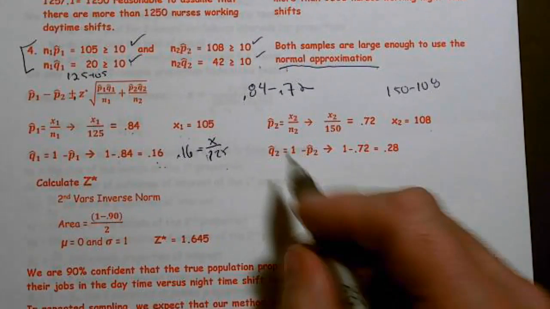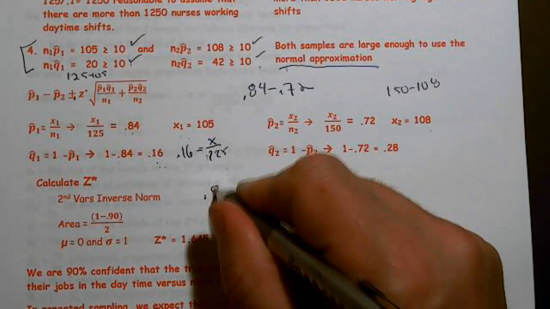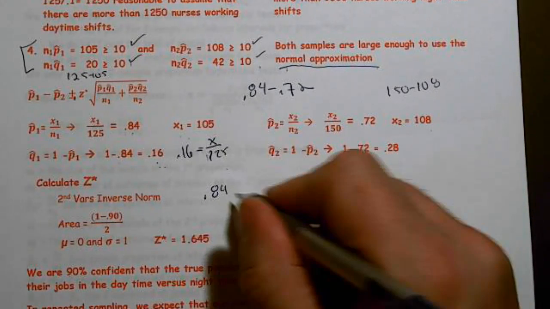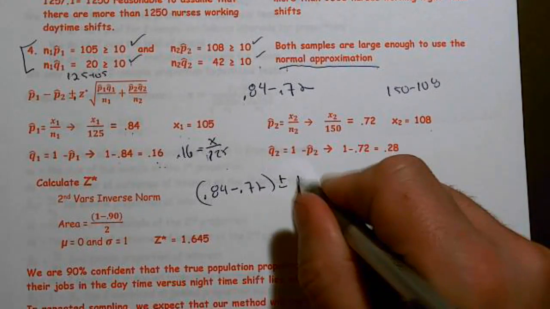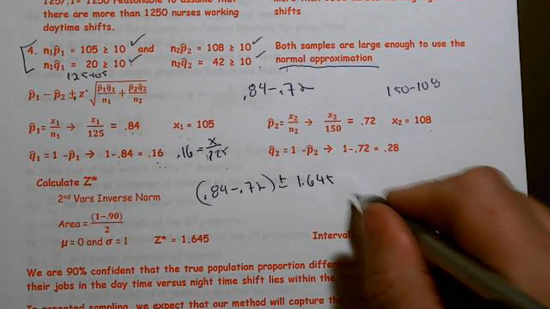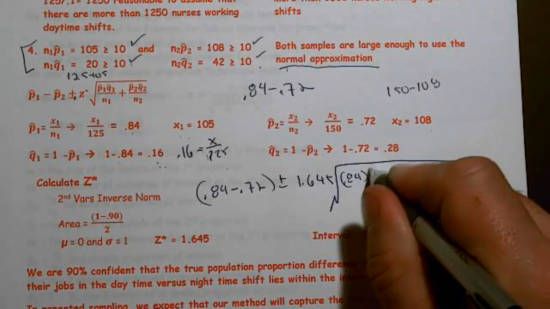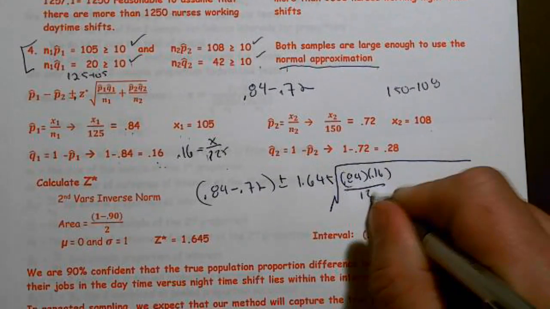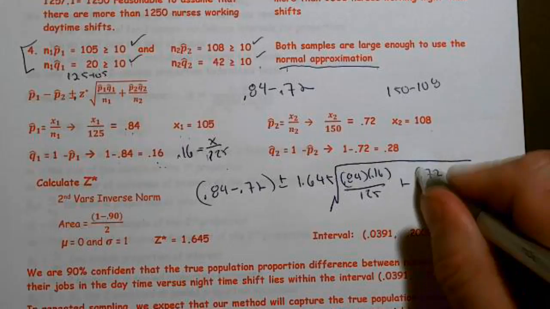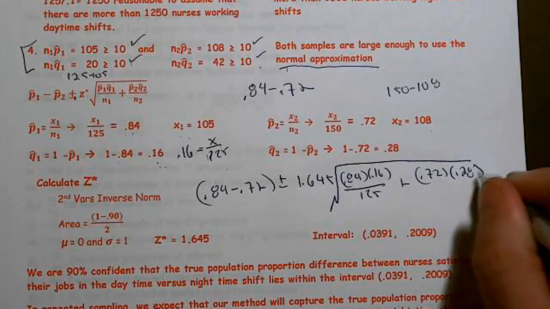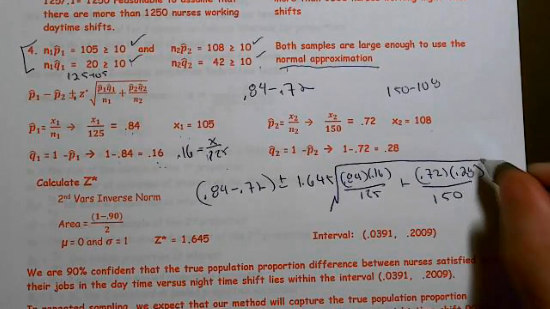All right. Let's see if I have room. I know I've already written this down, but let's see if I have room here to write 0.84 minus 0.72 plus or minus 1.645, 0.84 times 0.16, over 125 plus 0.72 times 0.28 over 150. Looks like everything kind of fit in there.